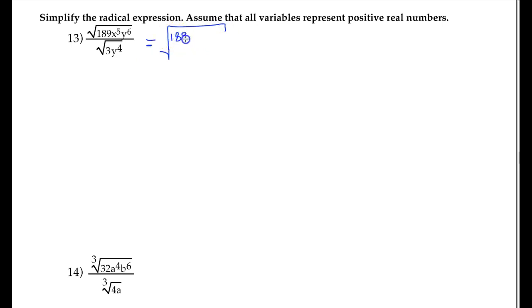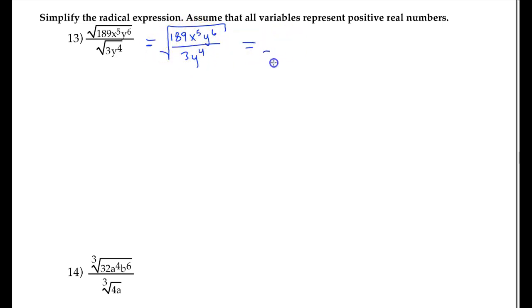So that'll be the square root of 189 x to the 5th, y to the 6th, divided by 3 y to the 4th. Okay. Now, from here, remember that the square root of whatever is under here just means that we have all this raised to the 1/2 power. That's another way of thinking about it. My point in saying that is that we want to work on everything inside of the square root first before we actually do the square root part of it.